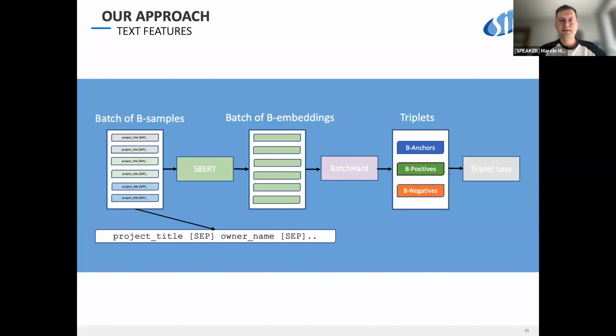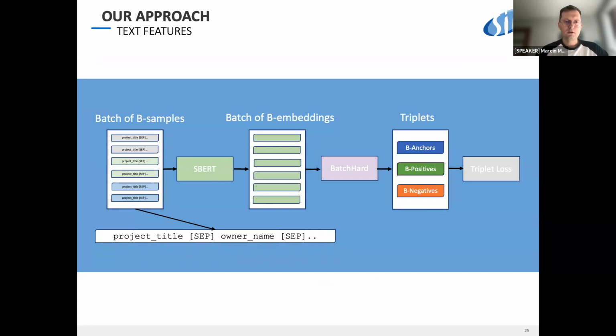If you remember, I mentioned that we had two kinds of entities, text entities and numeric entities. So we decided to tackle the problem in a two-stage approach and build two separate models. At first, we focused only on the text entities, and we used SBERT from the Sentence Transformers package. This is basically BERT for text similarity, and we trained it in the following way.